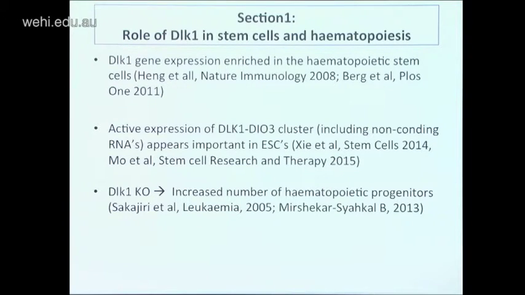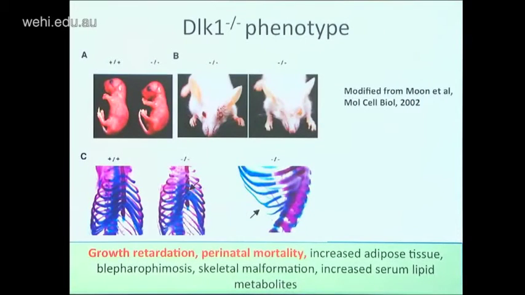Dlk1 gene expression has been shown to be enriched in the hematopoietic stem cell compartments, and active expression of the Dlk1-Dio3 cluster, as I've said, including or especially the non-coding RNA, seem to be important in the embryonic stem cells. And previous publications have shown that Dlk1 knockout seems to lead to increased number of hematopoietic progenitors. So this knockout Dlk1 phenotype has been published in the past in 2002.